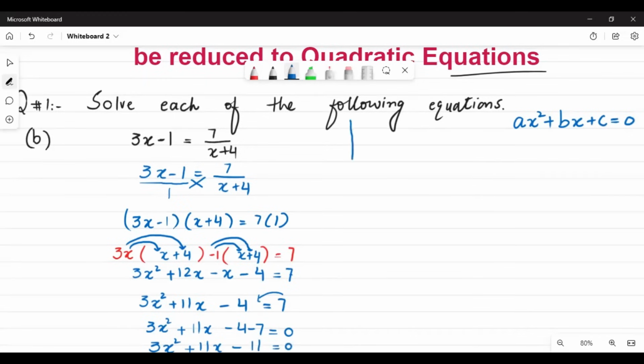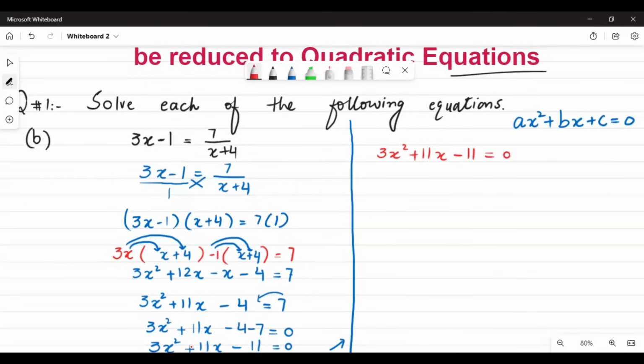I'm going to draw a line here and solve the rest of the part on this side. Look at this. Now, this is the reduced quadratic equation of the algebraic fraction. So how are we going to solve it? Look at this. This is my equation. I'm going to rewrite it over here. 3x square plus 11x minus 11 is equal to 0.